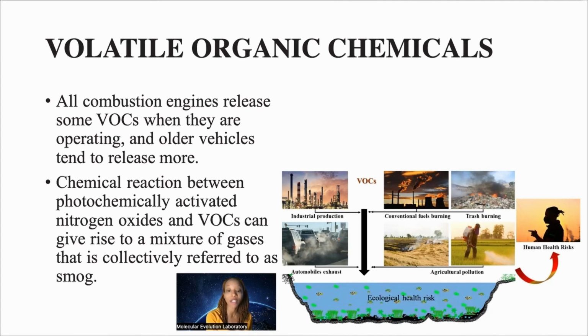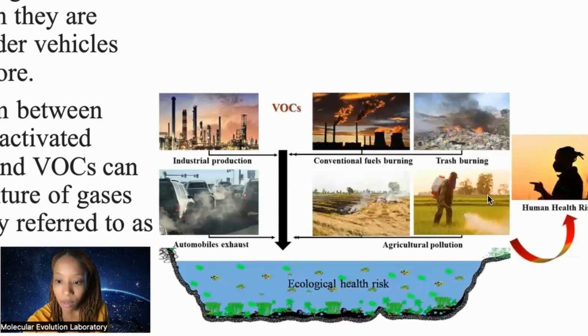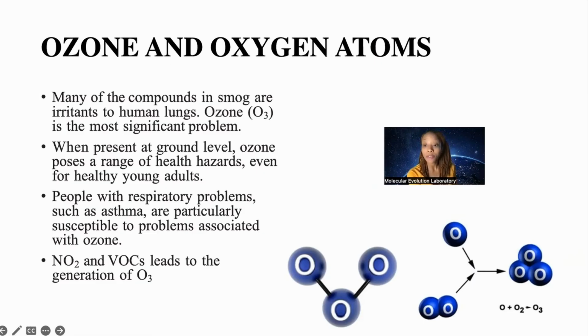gases that is collectively referred to as smog. So if you mix the nitrogen oxide and other gases, you basically end up with smog. And here you can see different types of smog and different sources of volatile organic compounds. So as we mentioned before, many of the compounds in smog are irritants to the lung.